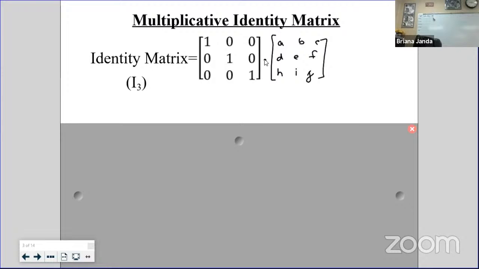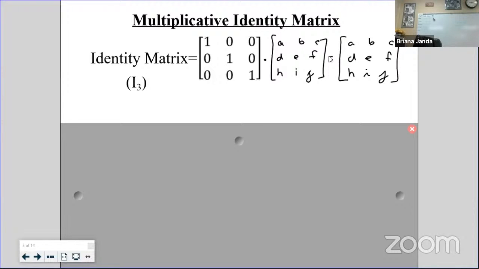If you were to go through and do that whole multiplication process of that 3 by 3, you would get the exact same matrix that you started with, because it is the multiplicative identity, which means it does not change. Okay, that's what this is talking about.